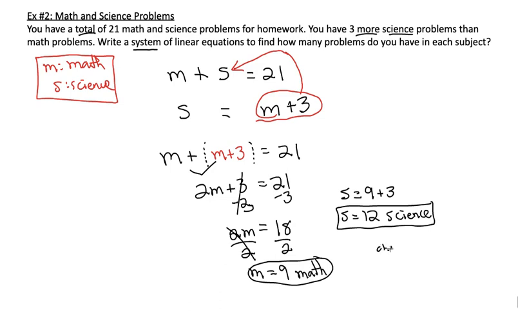But we want to do our little check. So we'll do the first equation. So m is 9 plus 12. That should equal 21. So 9 plus 12, yep, 21. So that's a check. My second check is the other equation. So my science is 12 equals 9 plus 3. So 9 plus 3 is 12. Yep, that's a check too. So that works for both of those. So 9 math and 12 science.